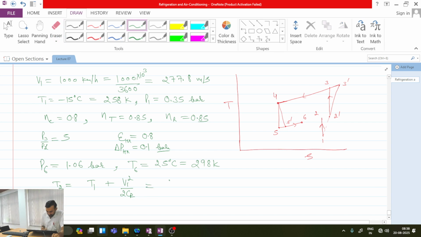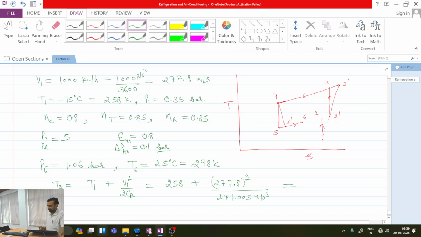Now what is T1? 258. V1 square, 277.8. 2 times, what is Cp? So we are considering air as working fluid. So assume Cp of air 1.005. Okay, 1.005 is in kilojoule, and this unit is in SI unit, so I need to multiply with 10 to the power 3.